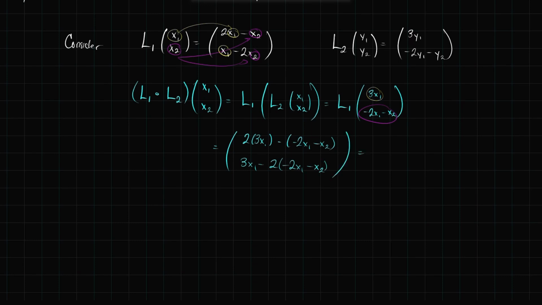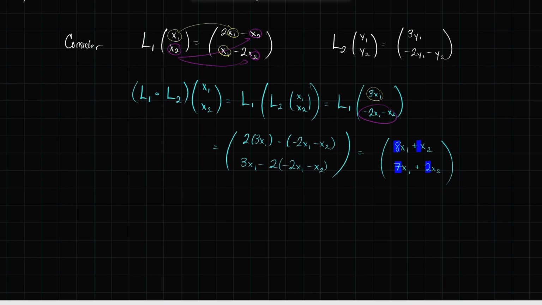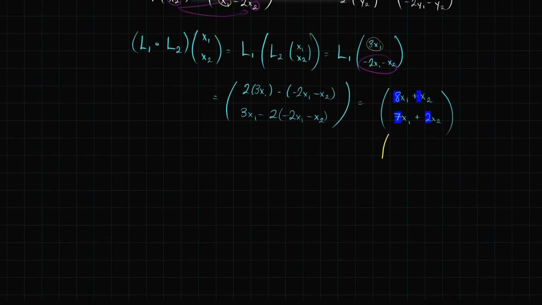And if I go ahead and simplify this, it looks like I've got a total of 6x1 plus 2x1, so I've got a total of 8x1 here. And then I also have a positive x2 here. And then in the second row, I've got 3x1 minus negative 2 copies of 2x1, so 3x1 plus 4x1, it's going to be 7x1. And then minus negative 2 copies of x2 is going to be plus 2x2. So we see what I ended up with is also a linear map because I have only a linear combination of each of the inputs, x1 and x2. But in fact, these numbers, 8, 1, 7, and 2, came from somewhere.